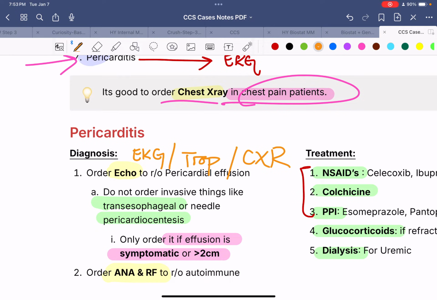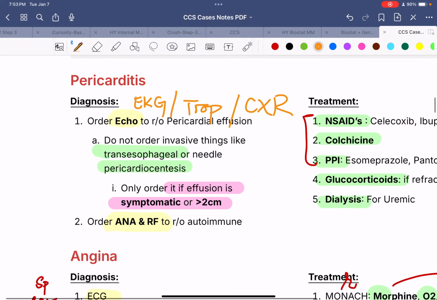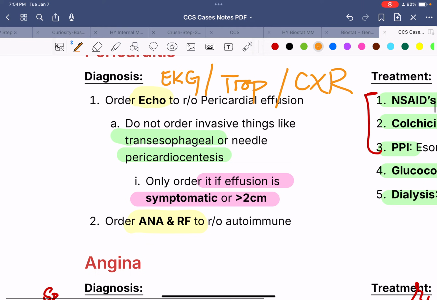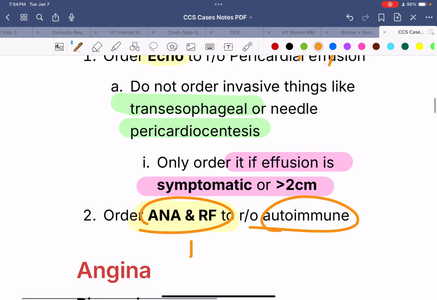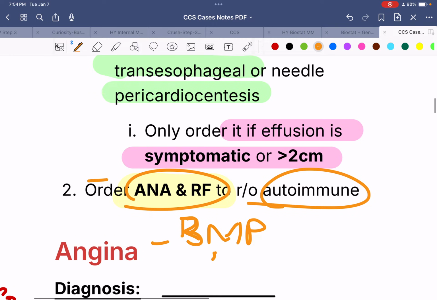And then of course, you have to establish the cause of it. So the general causes that you might think regarding pericarditis can be, of course, autoimmune. For that, as a screening tool, you can order ANA and RF, and similarly it can be uremic pericarditis, so you can order a basic metabolic profile. And it can also be cocaine induced pericarditis, in which situation you can order a toxicology screen, right? So these are the different causes.